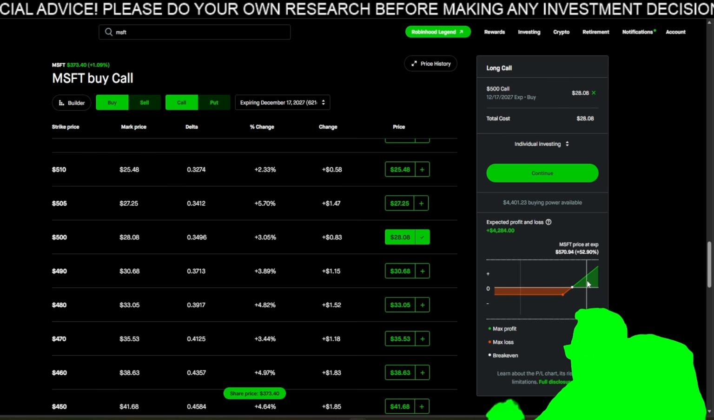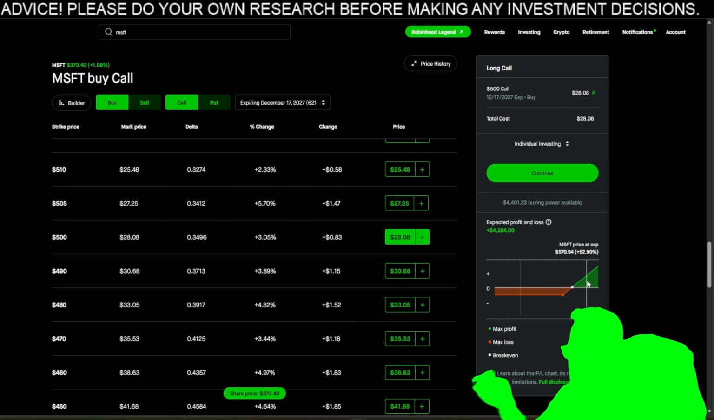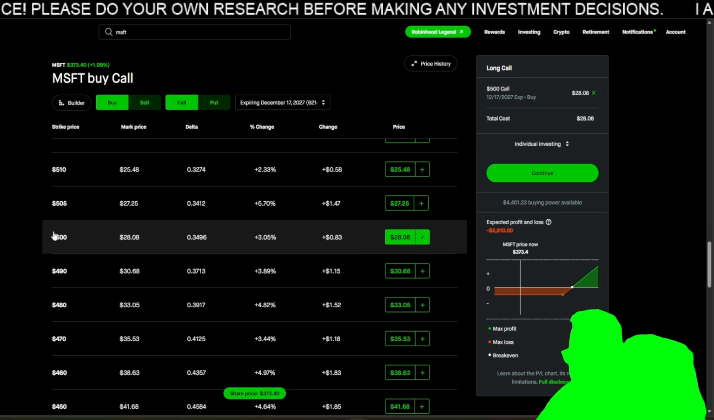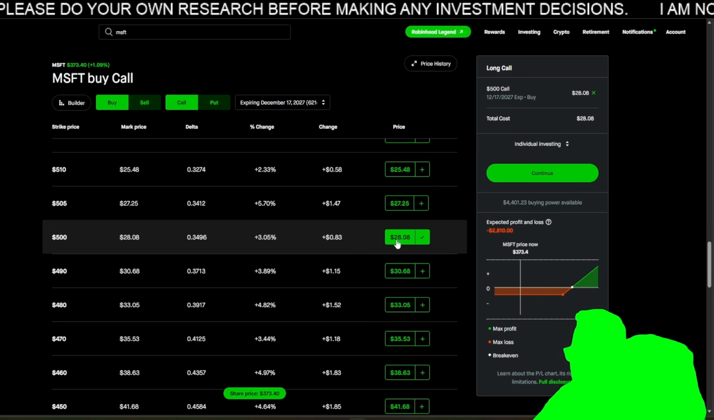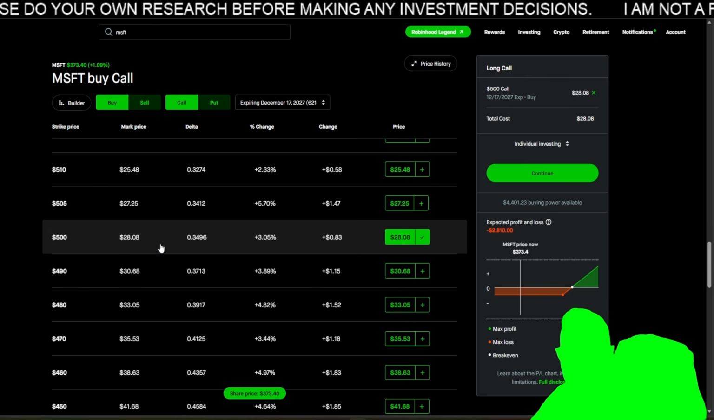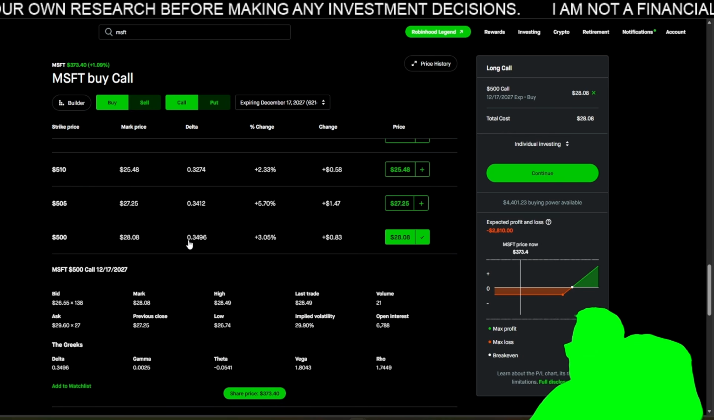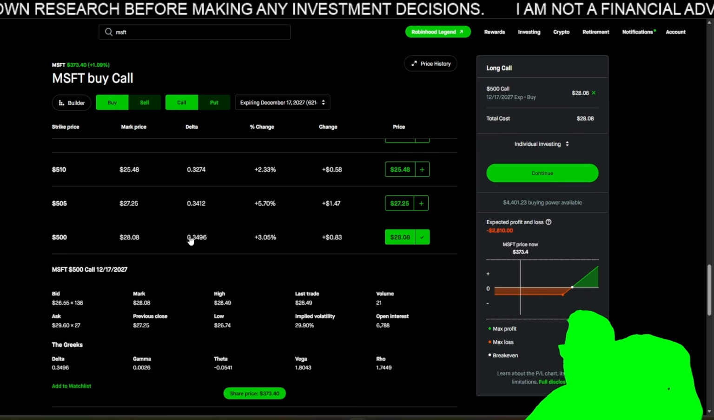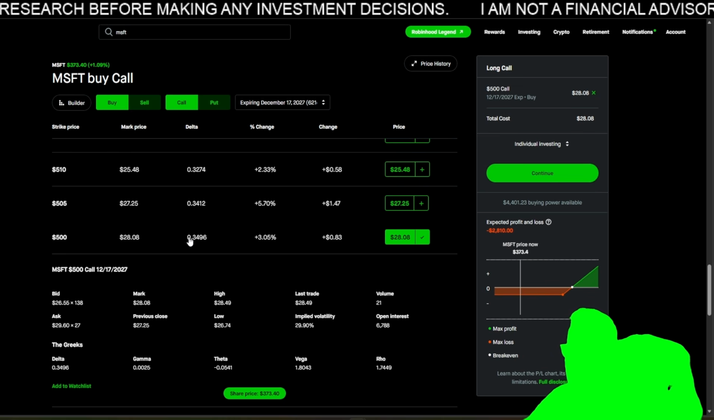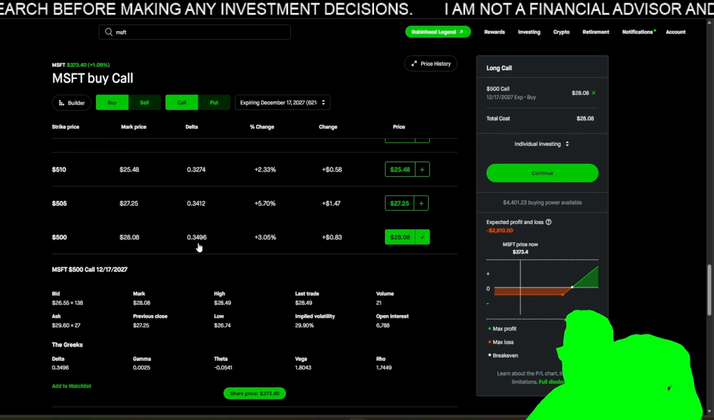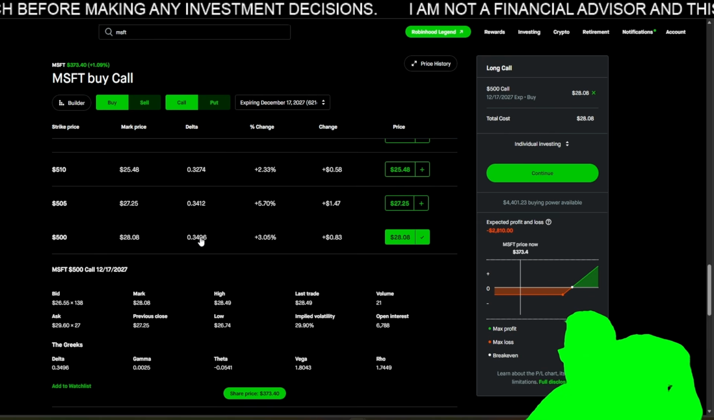You are controlling 100 shares of Microsoft at $2,800 at a $500 strike price. But again, it's not there. So what I like to look for when looking at options contracts is the delta for sure. This delta is 35, which means for every dollar Microsoft moves, this option will move up about 35 cents.